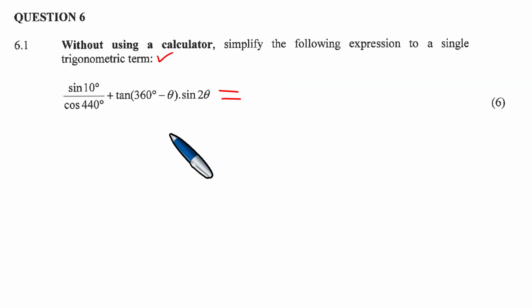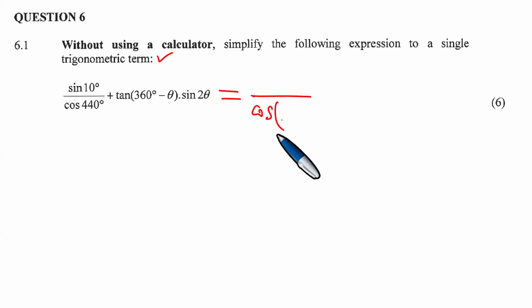Reduction. Reduction formulae, right? So we're looking at reduction formulae. So we're going to reduce angles. Okay, so there are a couple of things we can do. How to reduce? What angles do we reduce? I guess that's the question. What angles would we reduce here? Cos 440. Cos 140. And how to reduce cos 440? To what angle?